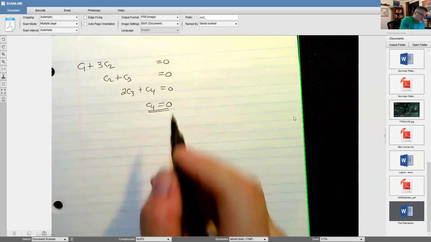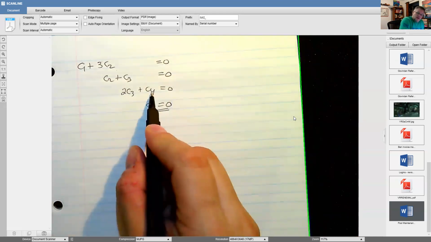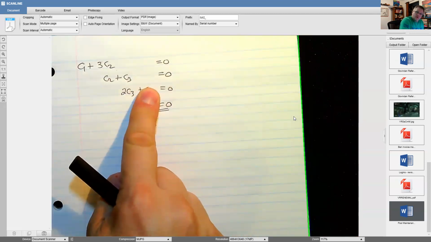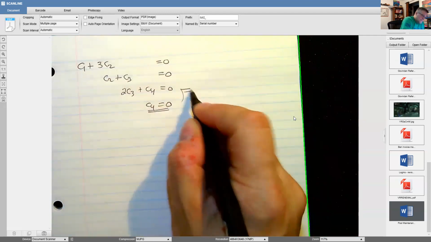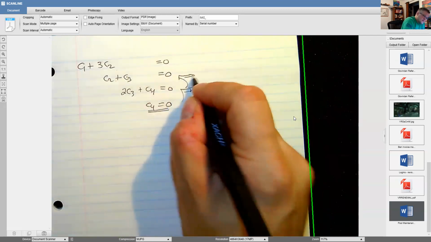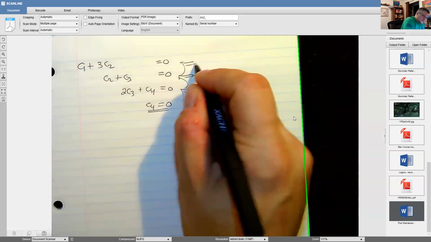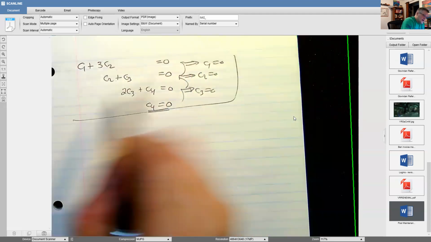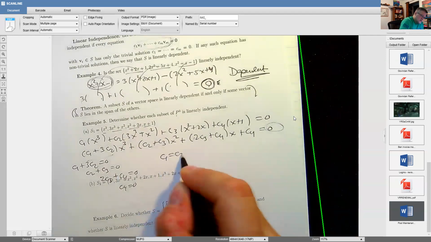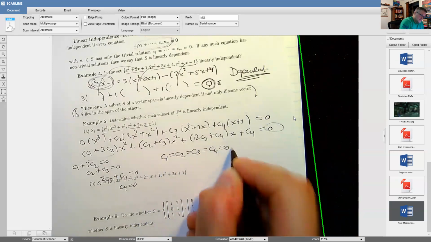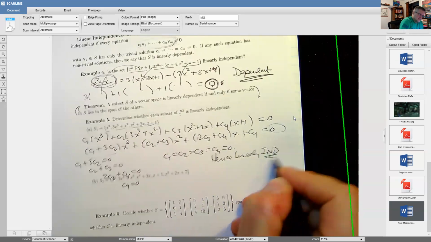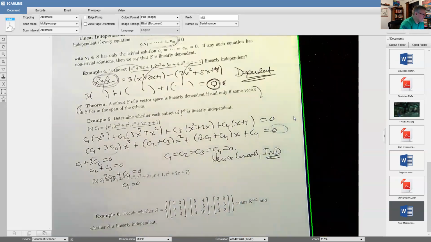C4 is 0. So if C4 is 0, plug that here. If that's 0, then 2C3 is 0, so C3 is 0. But if C3 is 0, plug that here, then C2 is 0. And then same way, C1 is 0. So the only way this is going to hold is if they're all 0. Right, so hence, the vectors are linearly independent.